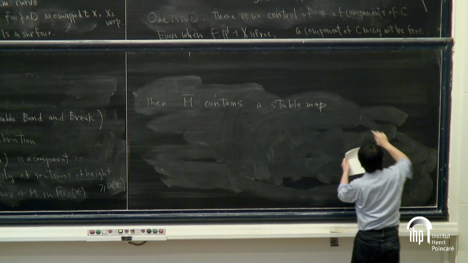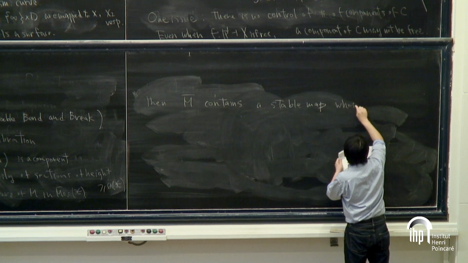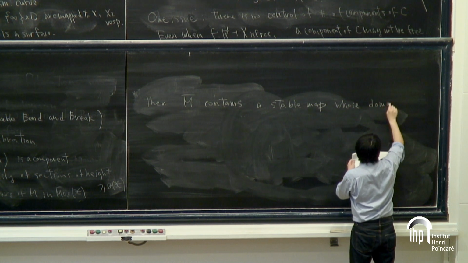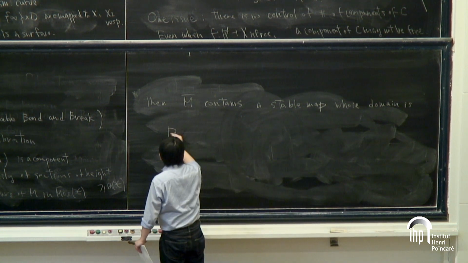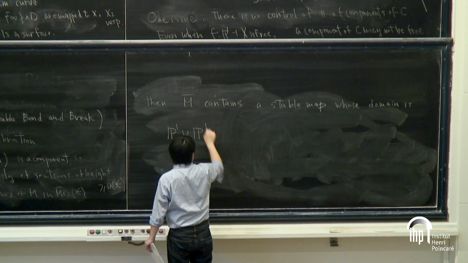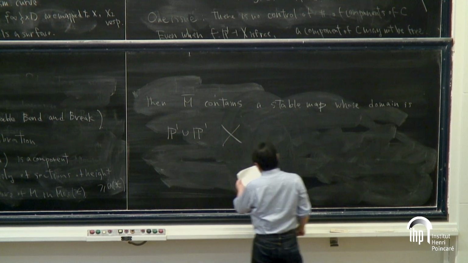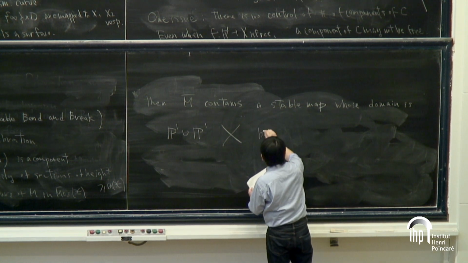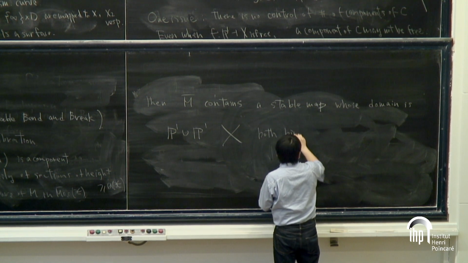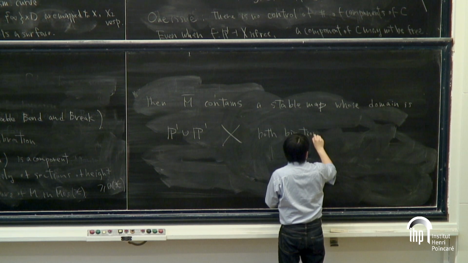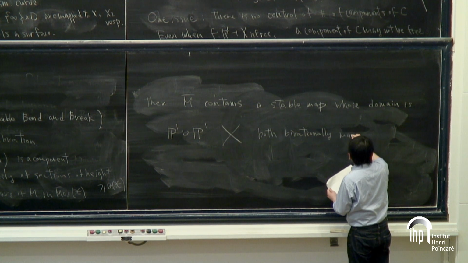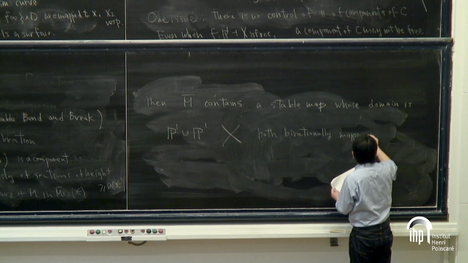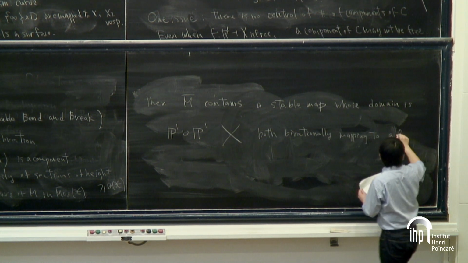Stable map whose domain is P1, P1. So it looks like this. And then both bilaterally mapping to a free curve.